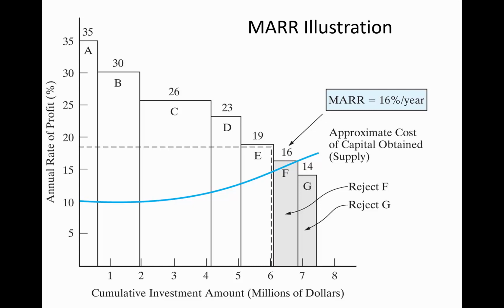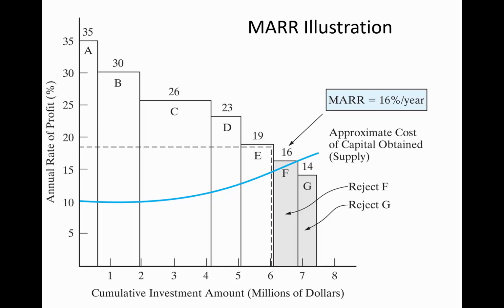And one of the things that can determine for your company what's the minimally acceptable rate of return is how much it costs you to borrow money. That's one of several factors that can go into determining that interest rate. And so our company, in this example, is setting the MARR equal to the borrowing costs, the approximate cost of capital obtained. So the supply of money is how we decide what to set as our MARR.